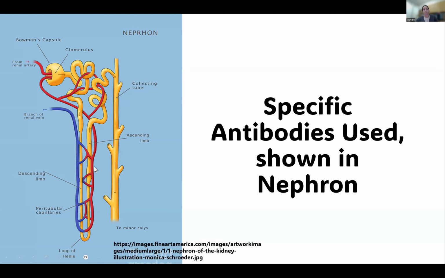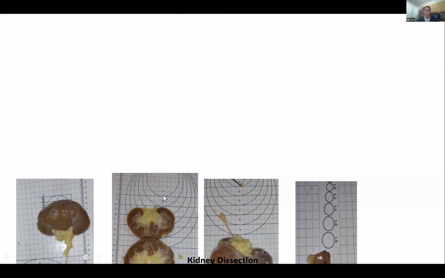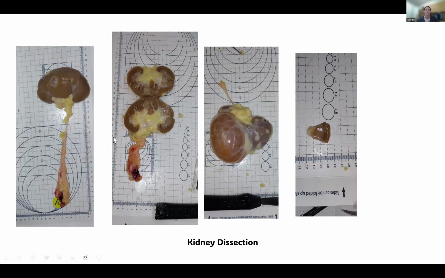And another big one for the neurons, we used TUJ1 and TH, which are class 3 beta tubulin protein antibodies. So that would help us stain for the neurons. And there's many others, including AQP2, which is an anti-aquaporin antibody, and that helps you stain for collecting duct and whatnot. Anyways, this is an example of a kidney dissection that they would perform.